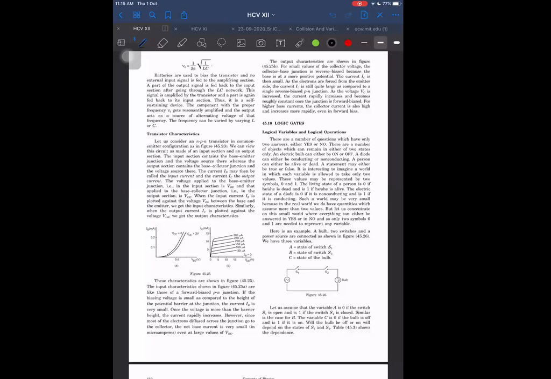Have you read something on transistors by yourself also? You can read from S.C. Verma and this NCERT book. Transistor characteristics also we have to study.